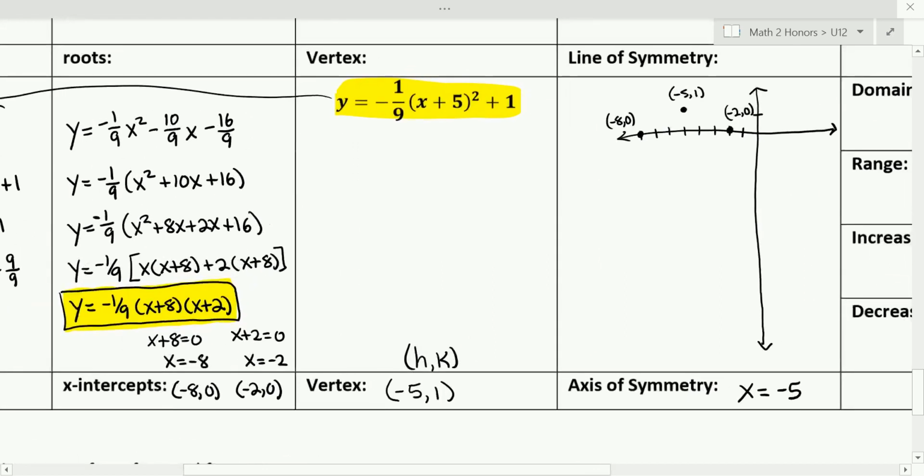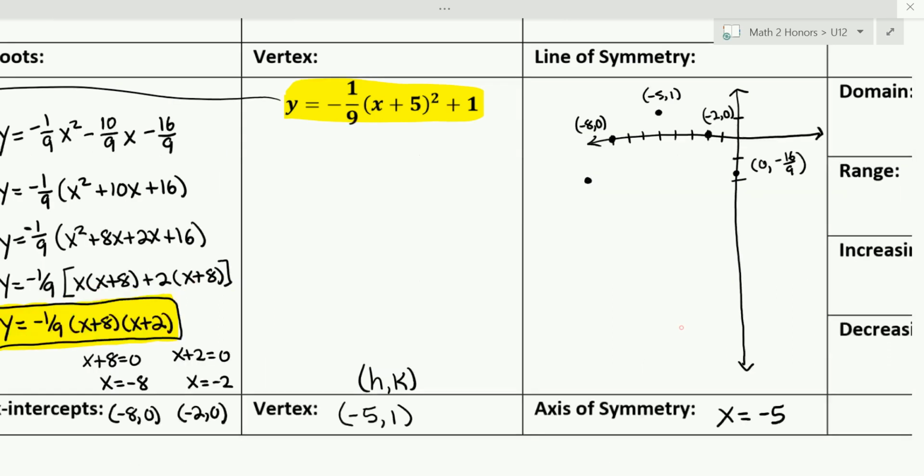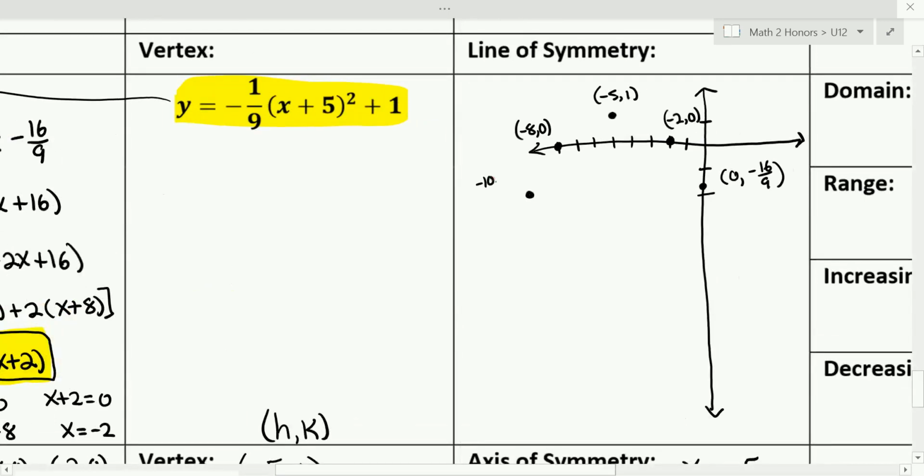Where's -16/9? Or how many times does 9 go into 16? Once with the remainder, right? It's almost -2, but not quite. So I'm going to drop down. I'm going to put something between -1 and -2, but I'm also going to give it its exact value. So I'm going to put (0, -16/9). And then there's a matching point on the other side that we need to know its coordinate: (-10, -16/9). And now we could sketch our parabola.